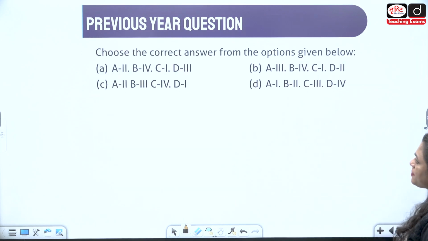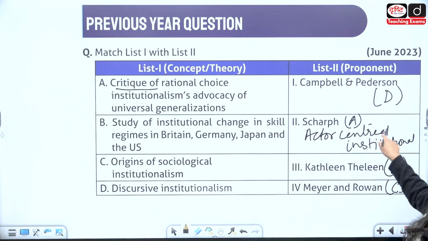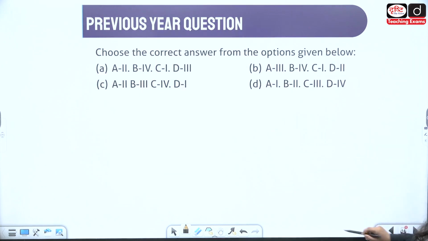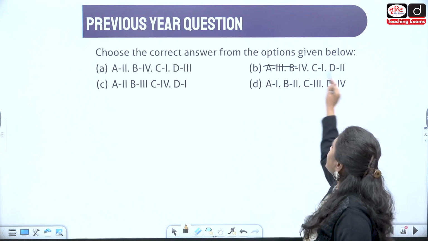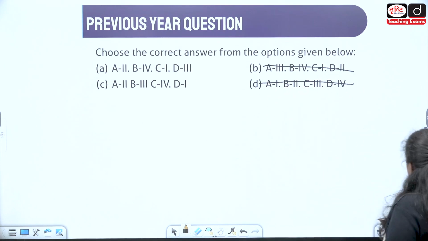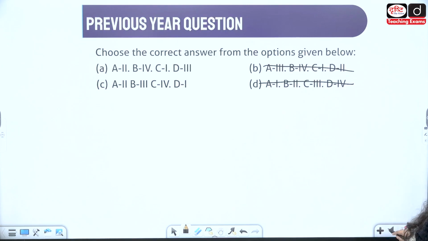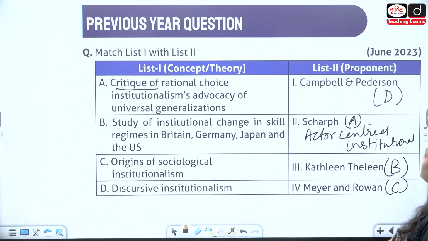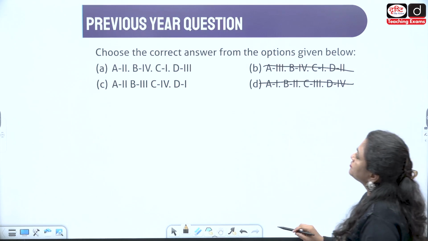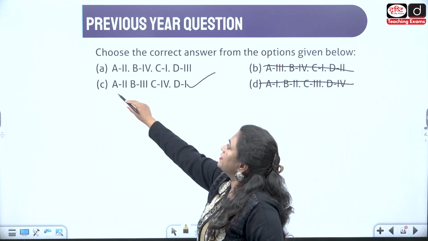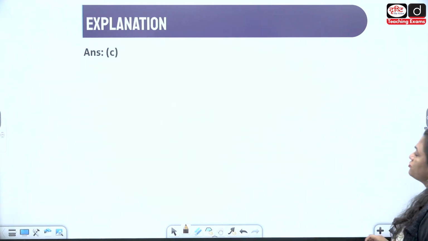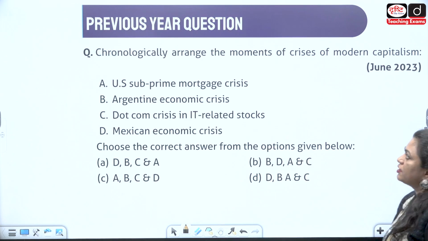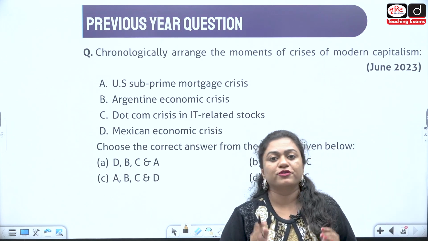Okay, so I have put A with 2. A with 2, how many options have that? A and C are there, so I can eliminate both. Now B is with Kathleen Thelen, so B with 3. So the answer is C. This is the simple elimination method that we can use here. So answer is C.